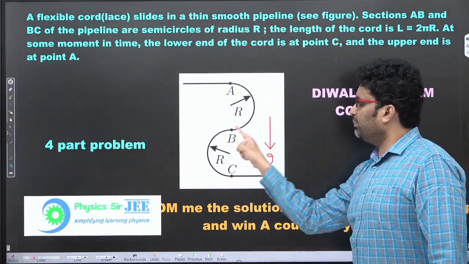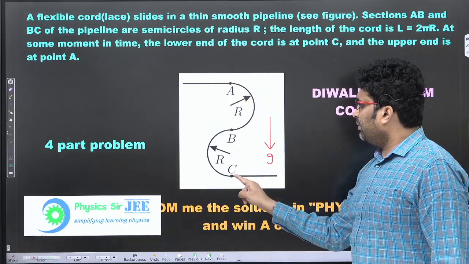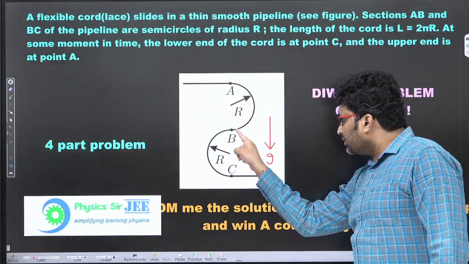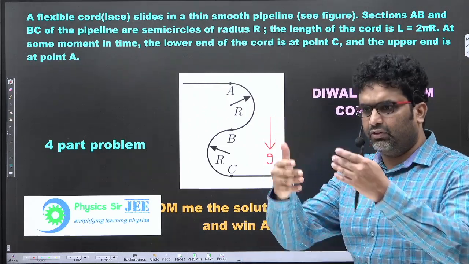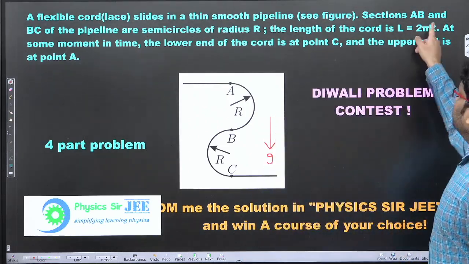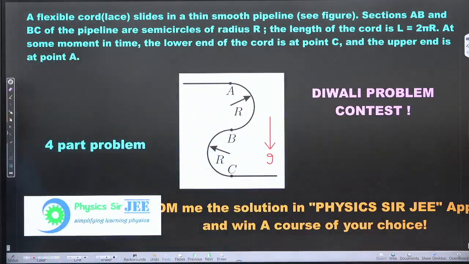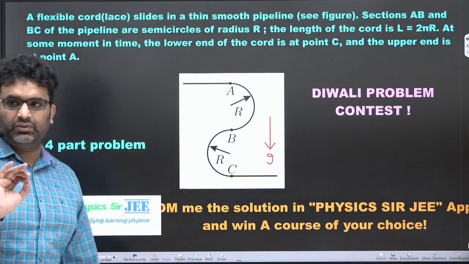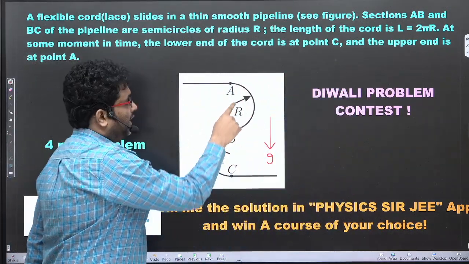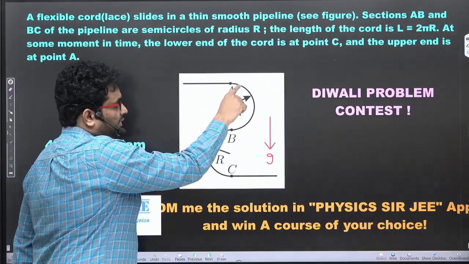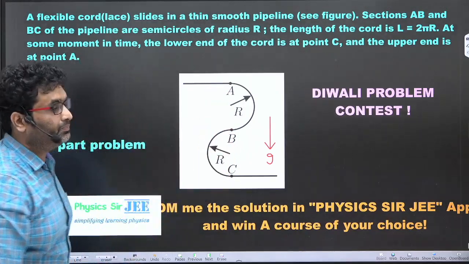So this is the pipeline, vertical plane, and the thread is only starting from A up till C. So it's placed inside that, held initially, otherwise it will fall. So sections AB and BC of the pipeline are semicircles of radius r, and length of the cord is 2 pi r. So it exactly fits the two semicircles. If length of the cord is 2 pi r and the cord starts from A, this is pi r and another pi r. So 2 pi r, it's placed in that.